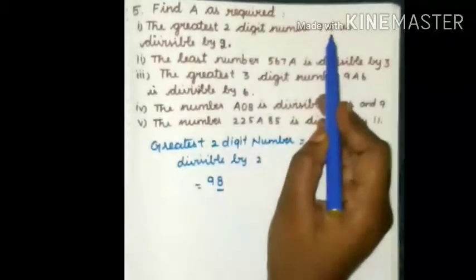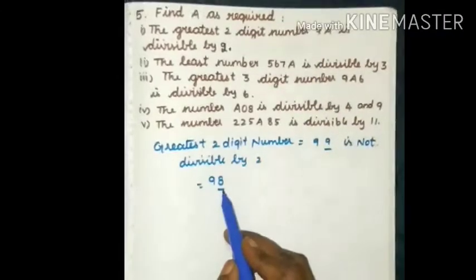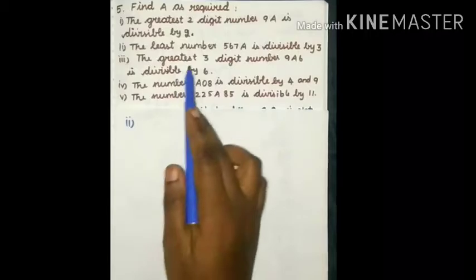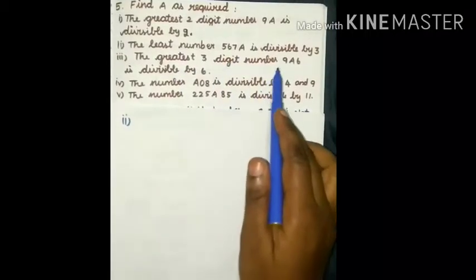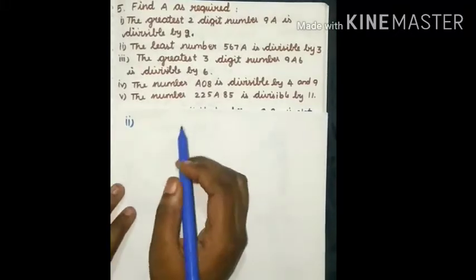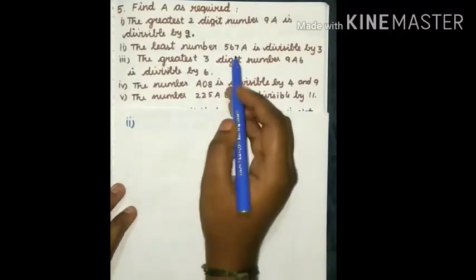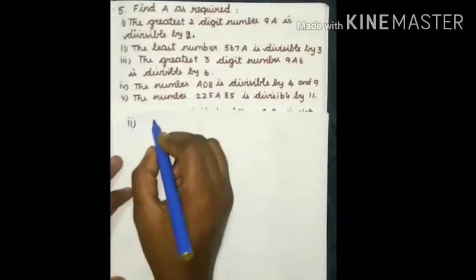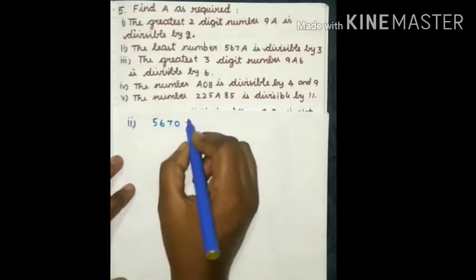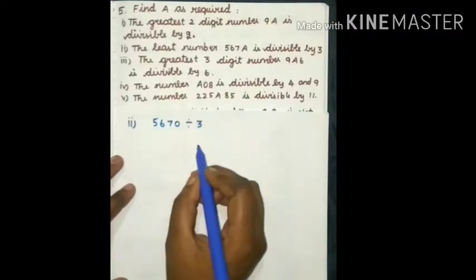Here you have to find the value of A. A value is 8. Second one. The least number 567A is divisible by 3. In the second one, we have to find the least number which is divisible by 3. Least number means let's substitute 0 in the place of A. We have to check now whether 5670 is divisible by 3 or not.